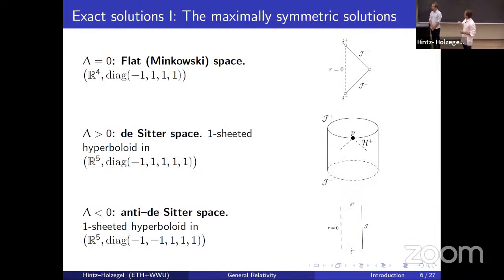The solution for lambda bigger than 0 is called de Sitter space and describes an expanding universe. The feature there is that null infinity is now space-like, both future null infinity and past null infinity. And the solution for lambda smaller than 0 is called anti-de Sitter space. There you see that scri, null infinity, is now time-like, which means that if you want to make the Einstein equations well posed, you have to impose boundary conditions at this conformal boundary if you want to construct anti-de Sitter type solutions.